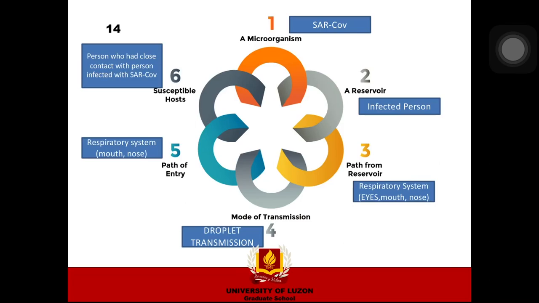So the microorganism causing this disease is the SARS coronavirus, and it resides in the infected persons, and it will come out of the infected persons through the respiratory system such as their mouth and nose via droplet transmission such as coughing and sneezing. And it will enter a healthy individual also through their respiratory system via their mouth and nose, and now the healthy individual can contract the virus or the SARS coronavirus.